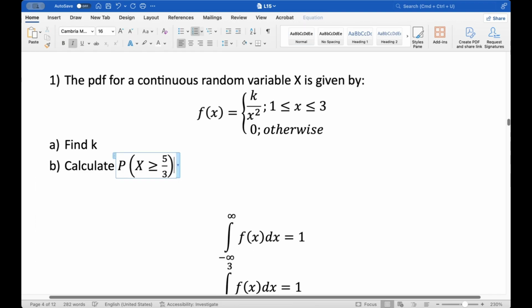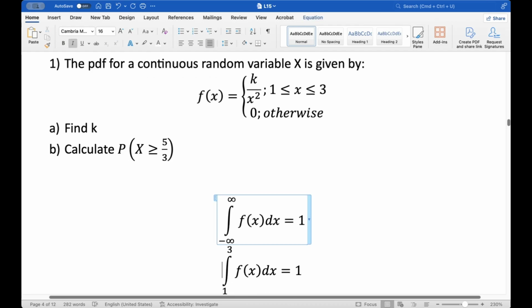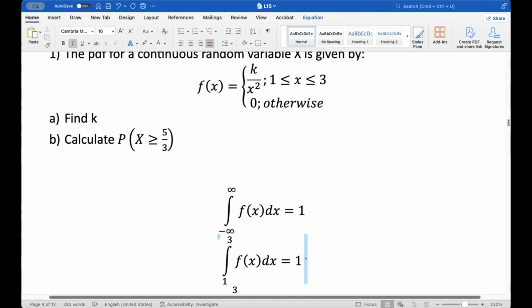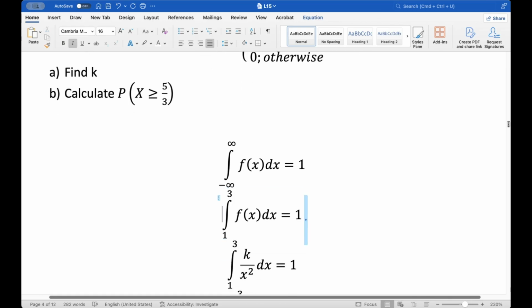We only have to work with the non-zero portion. So we have to show that this definite integral from 1 to 3 of f of x dx is going to be equal to 1. We have to figure out the k value that's going to work here.